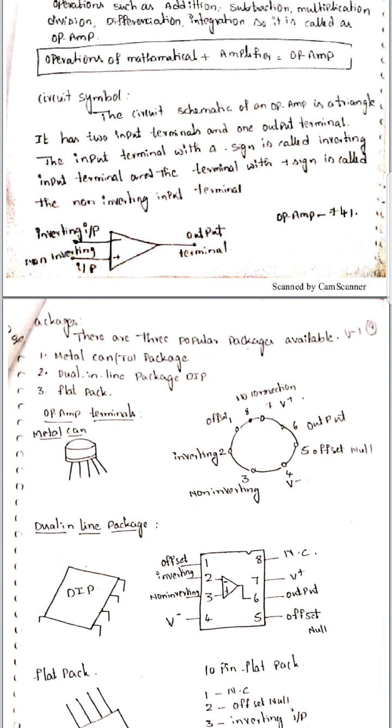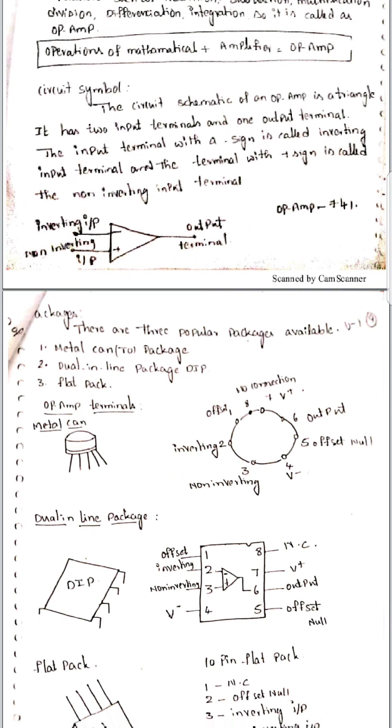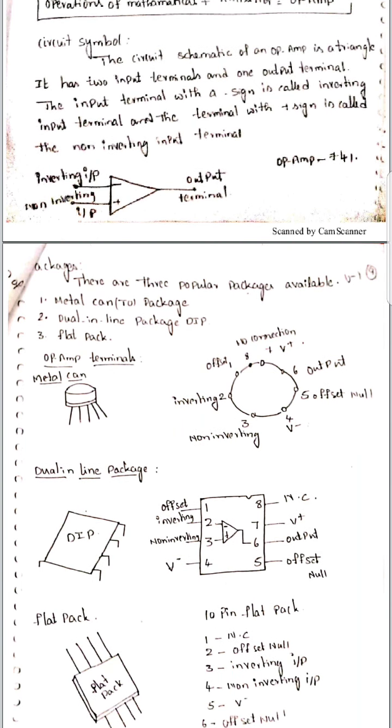This is the circuit symbol. In that we have two inputs and one output. One input is the inverting input, the second one is the non-inverting input. The inverting input sign is minus and the non-inverting input sign is plus. Then we get the output at the output terminal. Here we are using the 741 IC op amp. The schematic of the op amp is a triangle. It has two input terminals and one output terminal like that.